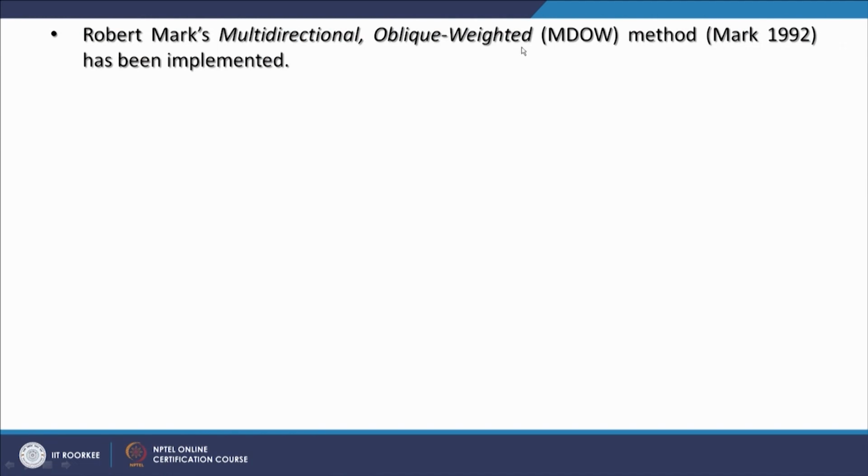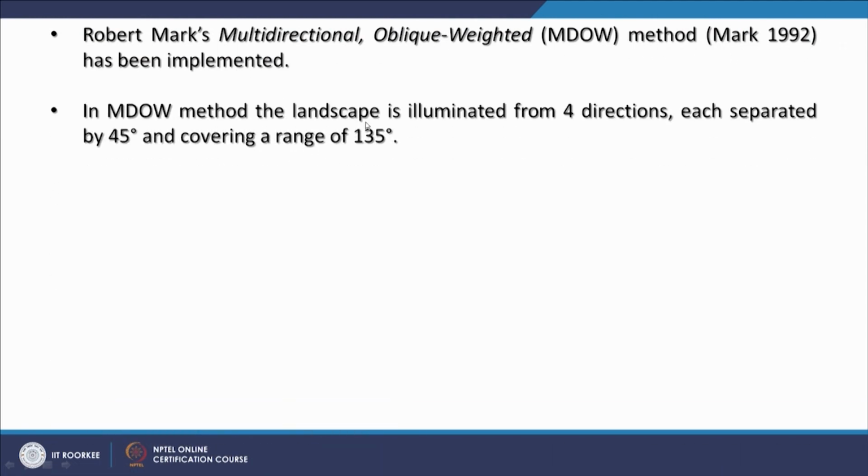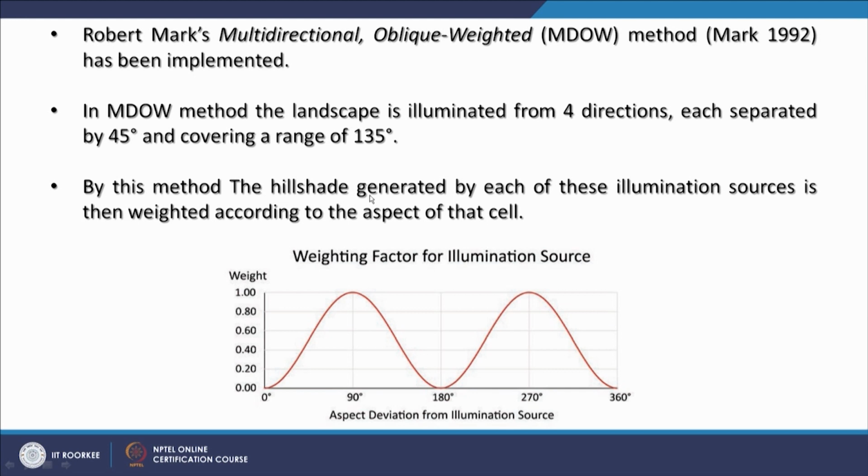Another contribution is by Robert Marks, the multidirectional oblique weighted method of 1992, which has been implemented in GIS software. In this MDOW method, the landscape is illuminated from 4 directions, each separated by 45 degrees, covering a range of 135 degrees. The hillshade generated by each of these illumination sources is then weighted according to the aspect of the cell. On this x-axis we have 0 to 360 degrees, the aspect derived from the illumination source, and here we assign the weight. At 90 degrees we have maximum weight, at 180 degrees almost 0 weight, and at 270 degrees again maximum, and so on.